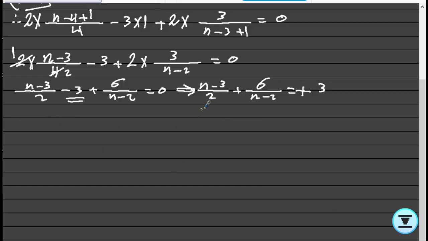We write here, we start from here. Okay, the denominator will be 2 multiply n minus 2. How do we write the numerator? By dividing 2 multiply n minus 2 over 2, the result equals n minus 2. So n minus 2 multiply n minus 3, it will be the denominator.